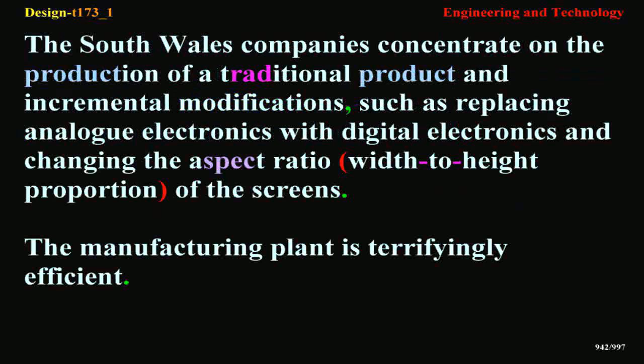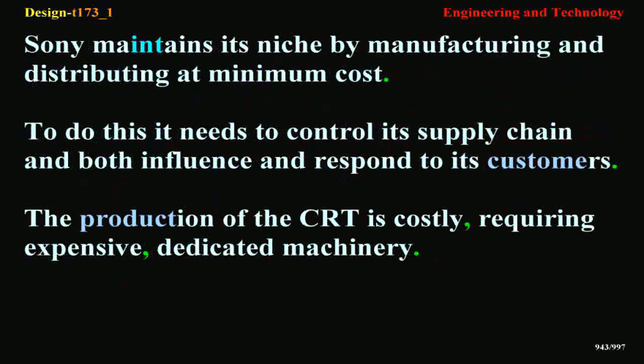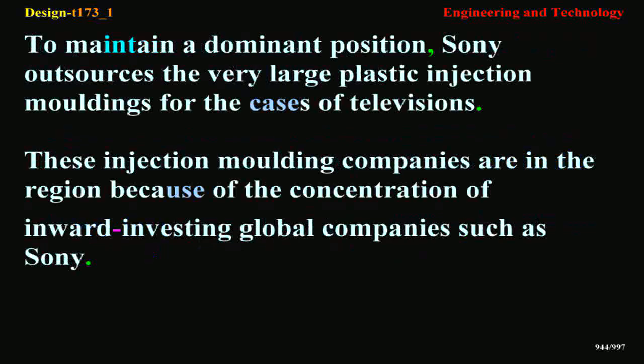The manufacturing plant is terrifyingly efficient. Sony maintains its niche by manufacturing and distributing at minimum cost. To do this it needs to control its supply chain and both influence and respond to its customers. The production of the CRT is costly, requiring expensive, dedicated machinery. To maintain a dominant position, Sony outsources the very large plastic injection moldings for the cases of televisions. These injection molding companies are in the region because of the concentration of inward investing global companies such as Sony.